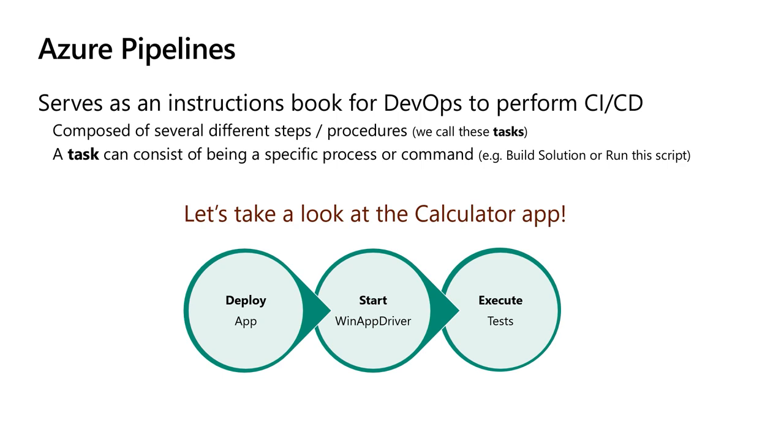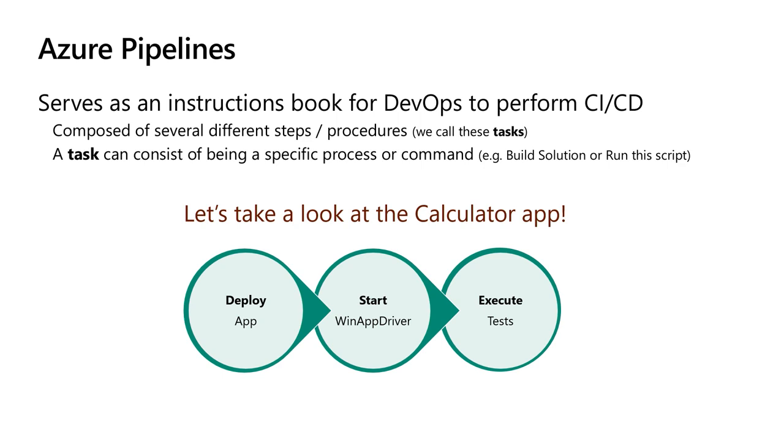This is where Azure Pipelines come in. For those of you that aren't too familiar with Azure Pipelines, you can think of it as a cookbook, filled with a lot of nice recipes in a particular order that tells the chef, which in this case would be DevOps, how you want to prepare a particular dinner fiesta. In this case, we basically have an instruction book for DevOps performing CI/CD and running unit tests. Each pipeline is made up of different recipes, and in this case we're going to call these tasks. A task can be a specific process or command, for example building a solution or running a script, et cetera. You can define it however you want.